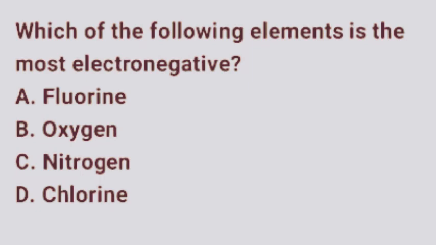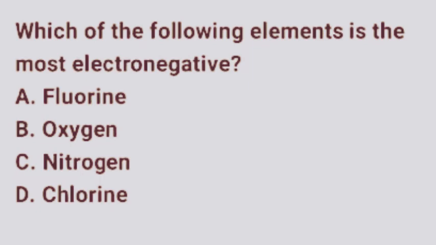Now we need to understand what the term electronegativity means. It is the tendency of an atom to attract electrons in a bond. That is very simple, what electronegativity simply means. Fluorine is the most electronegative element in the periodic table. It has a value of 4.0.